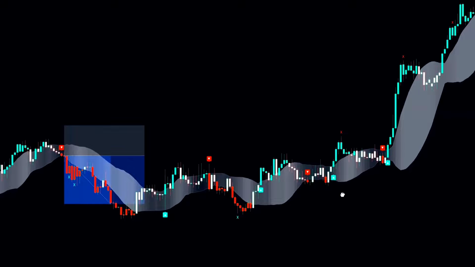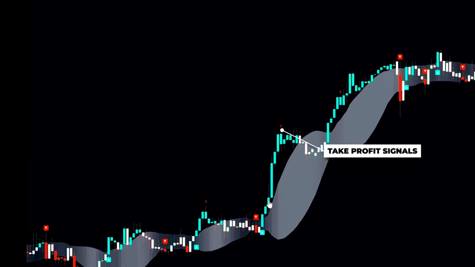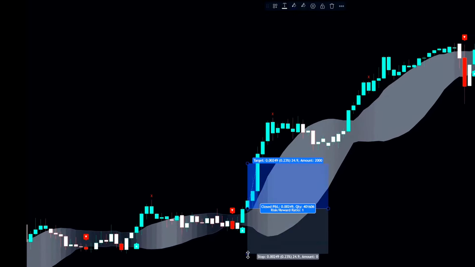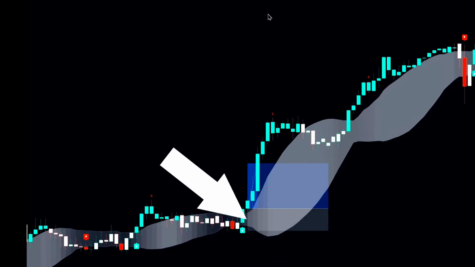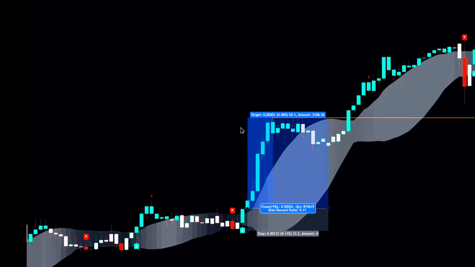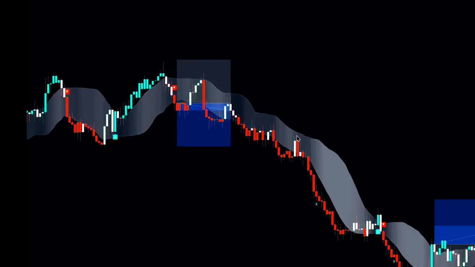Now let's talk about the green and red X labels you'll see on the chart. These serve as take profit signals. For instance, if you enter a long position, you would want to close your trade at the point marked with a green X. Similarly, for a short position, exit your trade at the red X label.